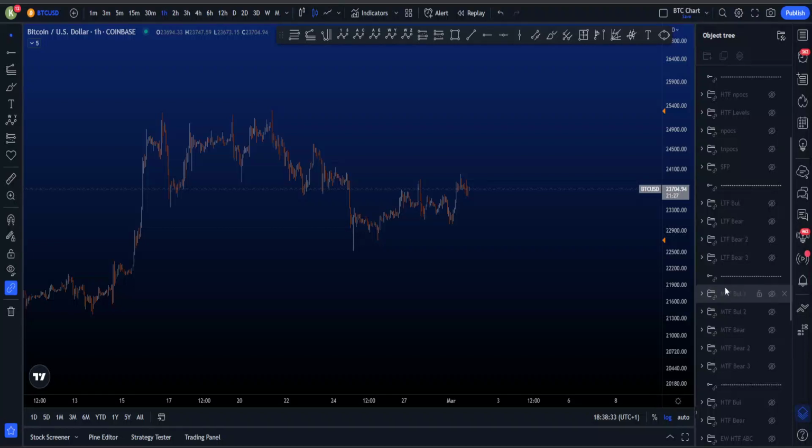Hi everyone, I have many new medium time frame and low time frame Elliott wave scenarios, and I'm gonna run you through every one of those.